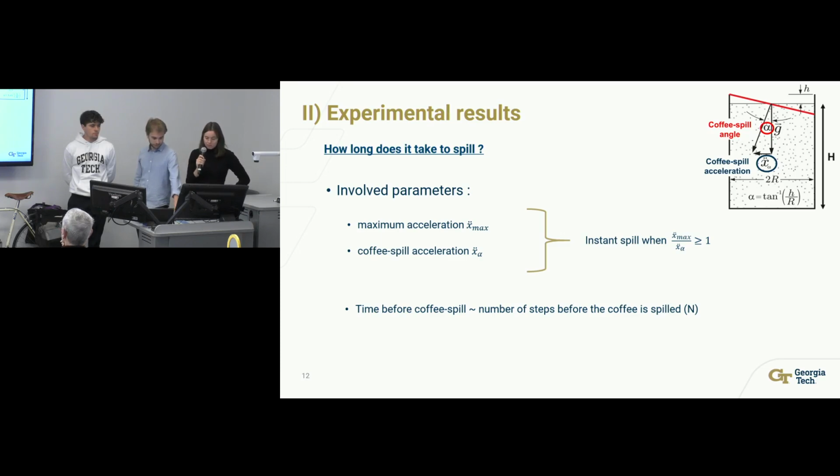The other parameter, as I said before, is the number of steps before the coffee is spilled. So it's N.